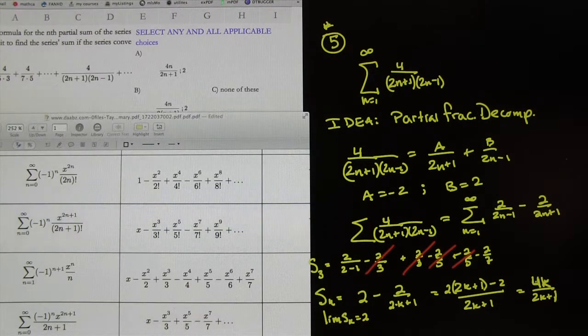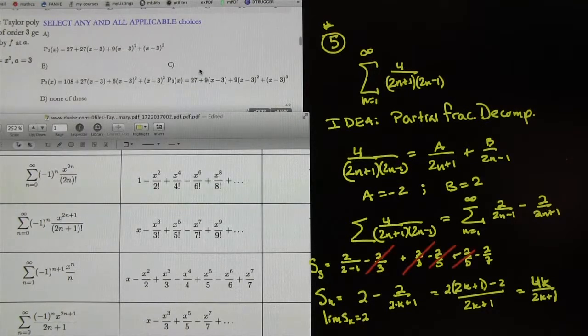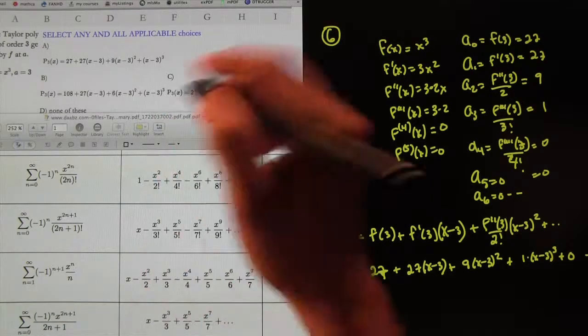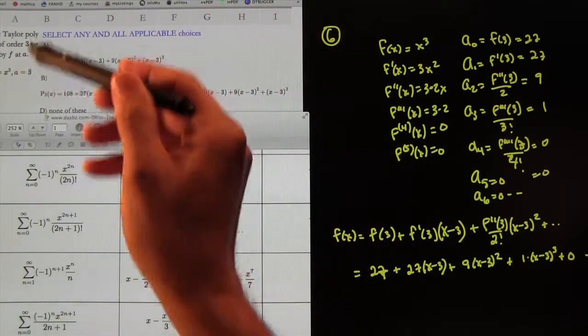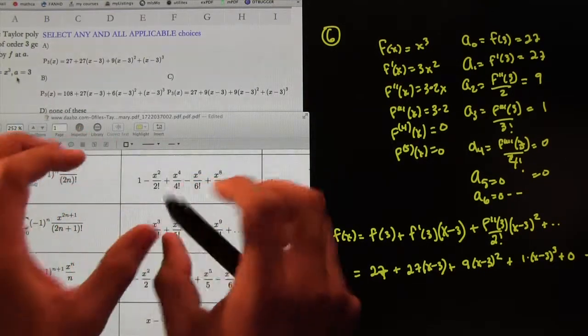Alright, let's go on to maybe try a different one, right? That one was way too easy. What do you guys think about this one, number 6? So number 6 goes something like this. They give you the function f of x equals x to the third and tell you to make the bridge.